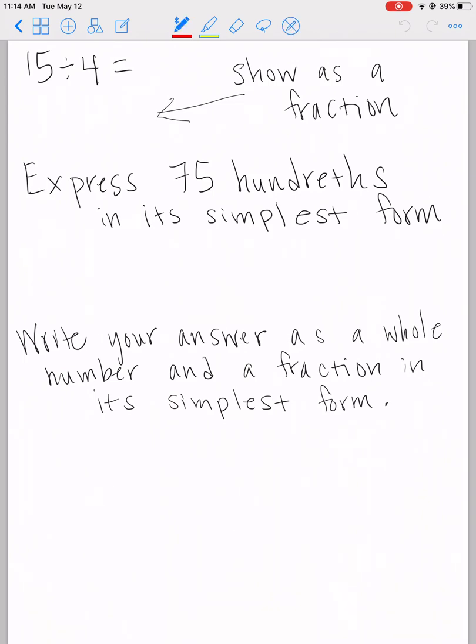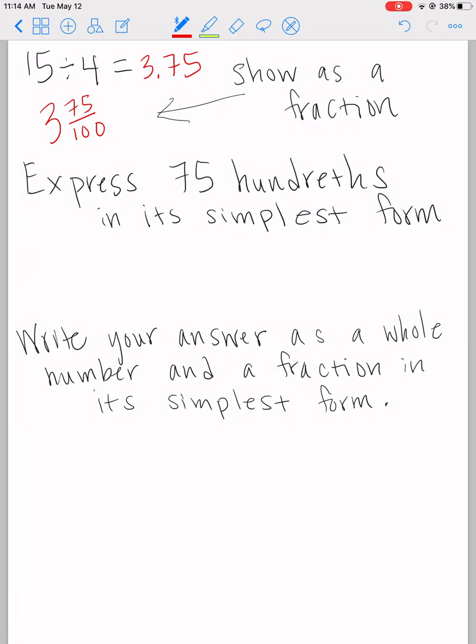We're just going to reiterate 15 divided by 4 was 3.75. Now I want you to show me that as a fraction. Press pause and I want you to try and do 3.75. Listen, let's say it how we read it: 3, remember the decimal, and 75 hundredths. Go ahead and try to draw that as a fraction and press pause. Did you get 3 and 75 hundredths? Good.